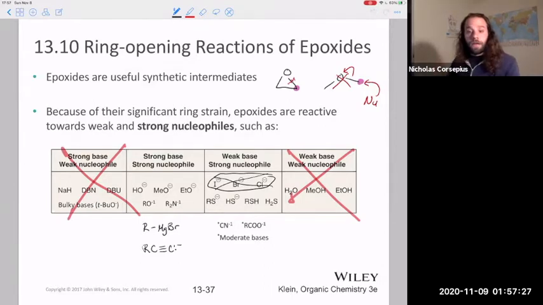All right, the other thing that I would want to add to this list, another strong nucleophile but a weak base, is lithium aluminum hydride, right? Those nucleophilic hydrogens turn out not to be good bases, but they are strong nucleophiles, strong nucleophilic hydrogens.